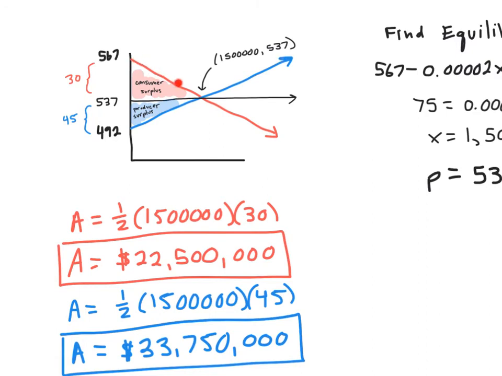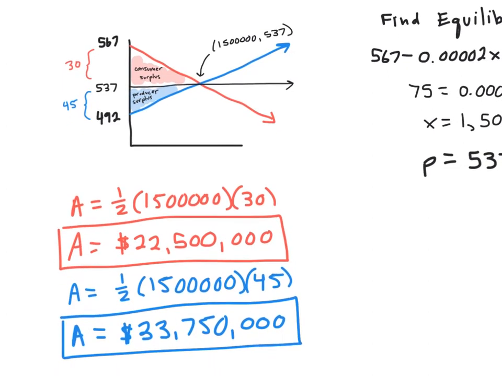But there are definitely consumers that would have been willing to pay more, but ended up only paying 537. And there were also producers that would have been willing to sell it and produce it for less, but got more money. So we have to find those two surpluses.